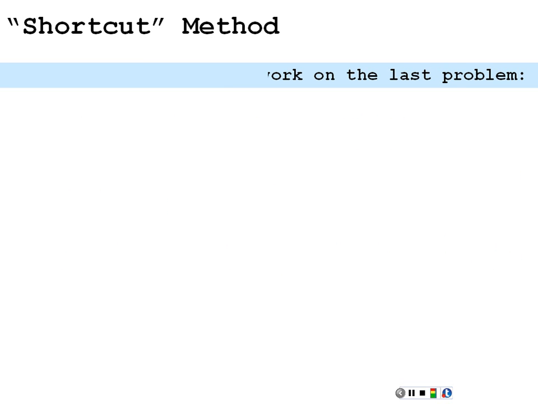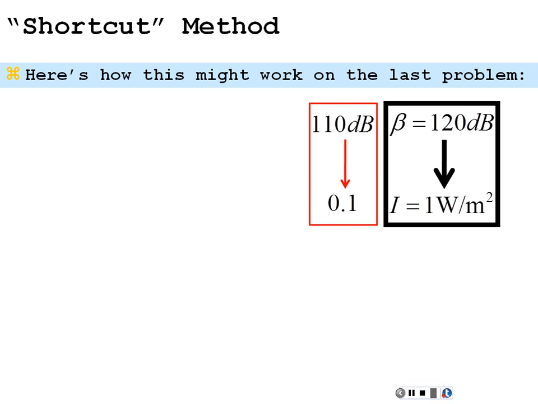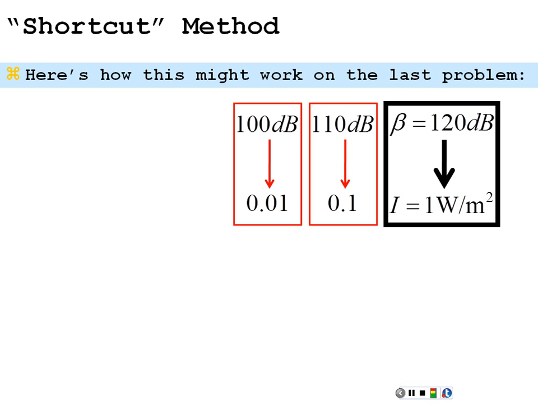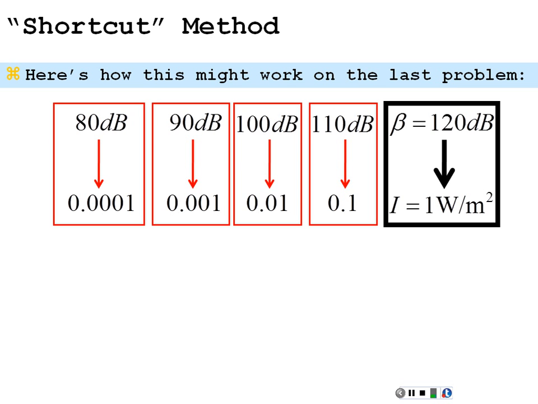Let's see how it might work on this last problem that we did. If we start at the threshold of pain, 120 decibels corresponding to 1 watt per meter squared, and we go down 10 decibels to 110 decibels, now we have an intensity of 0.1 watt per meter squared. Go down another 10 decibels, now we have an intensity of 0.01. Another 10 decibels, 0.001. Another 10 decibels, 0.0001. So we're down to 1 times 10 to the minus 4 watts per meter squared, or 80 decibels.